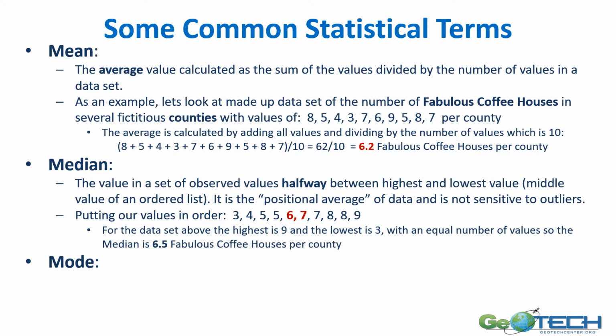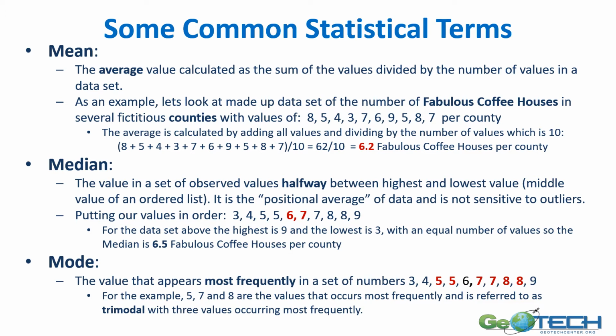Median is the value of a set of observed values halfway between the highest and lowest value. So it's the value of an ordered list. And if I put my numbers in an ordered list, I can look at the positional average of that data. So 3 to 9 are my values. The lowest is 3, the highest is 9, and the median is 6.5 fabulous coffee houses per county.